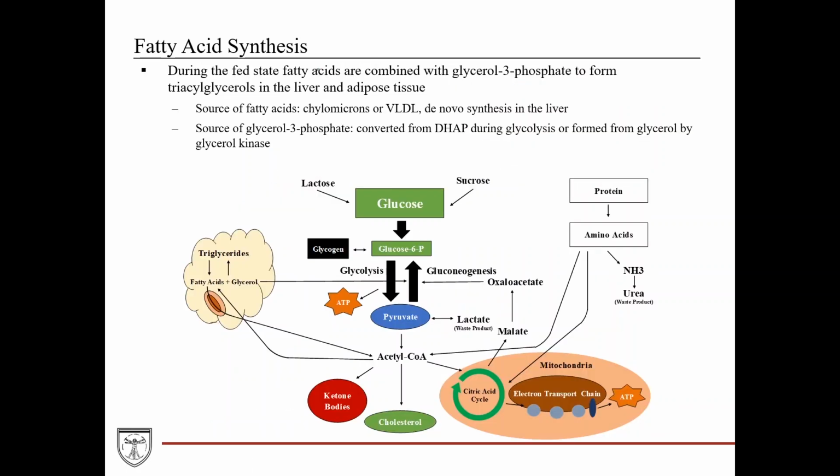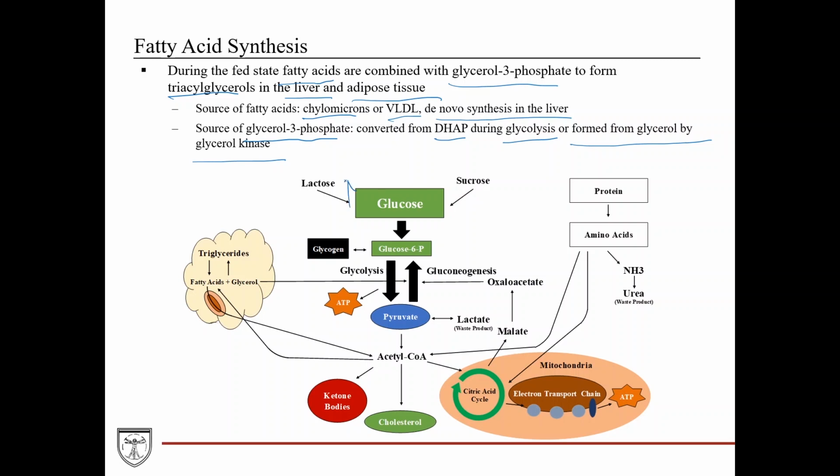So during the fed state, when you've just consumed a big meal, the body's digesting it, metabolizing it, excess glucose is converted to fatty acids, and then those fatty acids are combined with glycerol 3-phosphate to form triacylglycerols in the liver and in adipose tissue. The source of the fatty acids are chylomicrons, which absorb fatty acids in the small intestines, or VLDL. The source of the glycerol 3-phosphate is converted from dihydroxyacetone phosphate during glycolysis, or it's formed from glycerol itself by glycerol kinase.